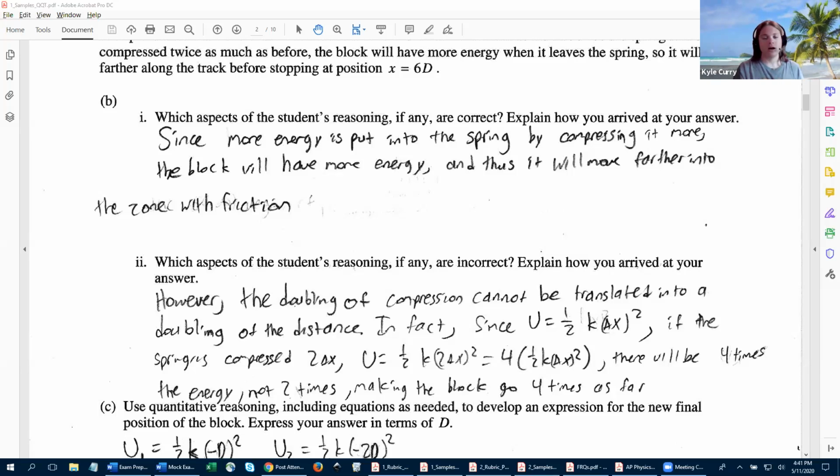But the student went on to reiterate that, in fact, since U is equal to 1/2 k (delta x) squared, if the spring is compressed, we'll talk about that in just a second, if the spring is compressed to delta x, then U equals and so on. So there will be 4 times the energy, not 2 times, making the block go 4 times as far.